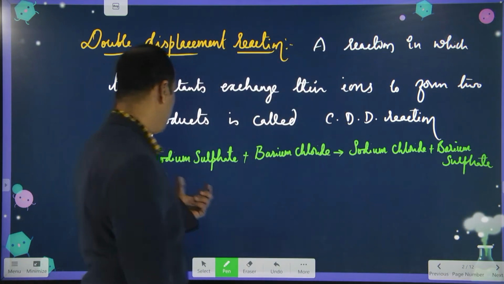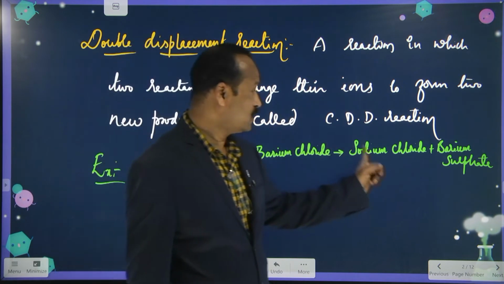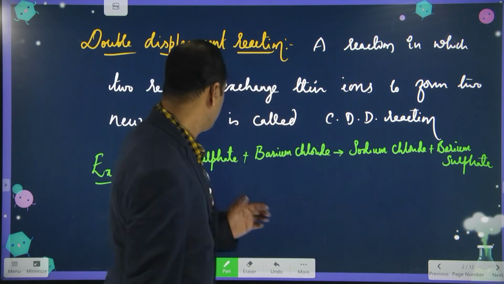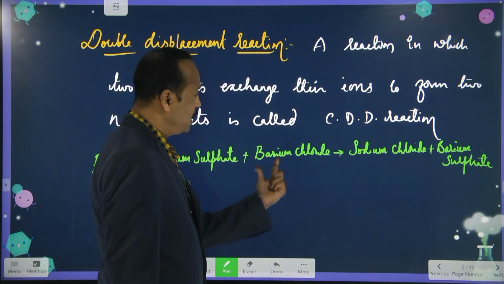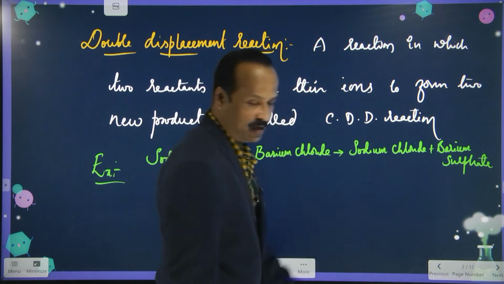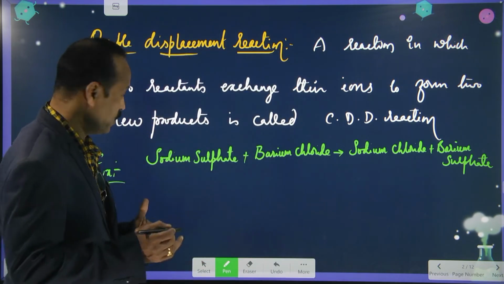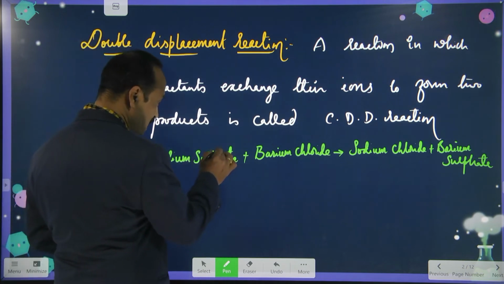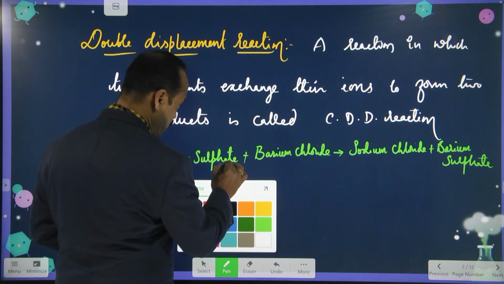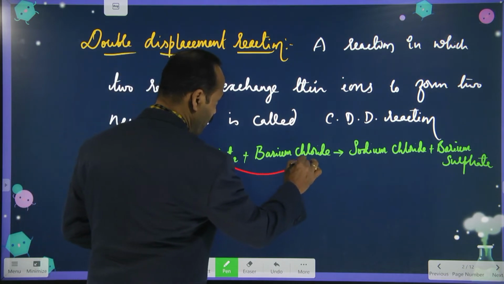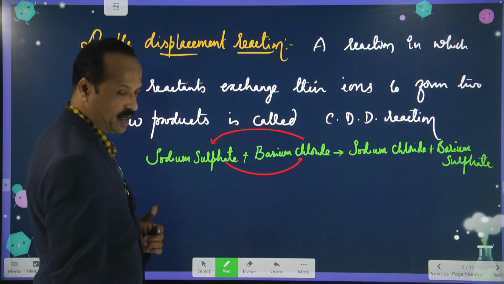Okay, so here I am taking sodium sulfate and barium chloride, but I am getting sodium chloride and barium sulfate. Here sodium sulfate becomes sodium chloride, and barium chloride becomes barium sulfate. So what's happening here? They are exchanging. The sodium is giving its sulfate to barium, and it is taking chloride from barium. Is this clear to you?